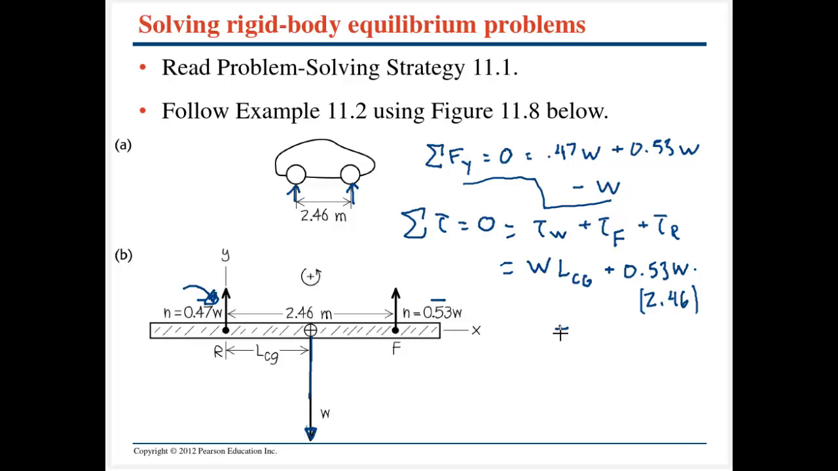And we could also add on the force of the rear wheels, 0.47. The distance to the pivot point, however, is going to be 0. So that term's going to go away. So the first two terms are going to sum up to be 0. We can go ahead and calculate that out, and the distance to the center of gravity is going to work out to be 1.3 meters.